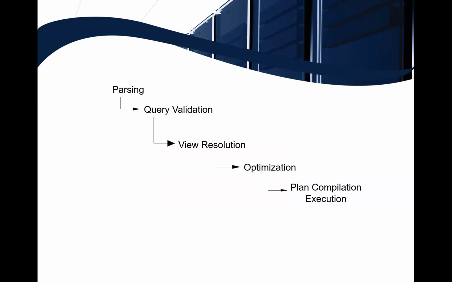So this is another flowchart of how the execution happens. Parsing, okay, and then query validation, view resolution, optimization, and then plan compilation and execution. Parsing is nothing but, we all know, a compiler, right? What a compiler or interpreter does is change a high-level language to computer-understandable language, right? So that's how parsing works in our database.